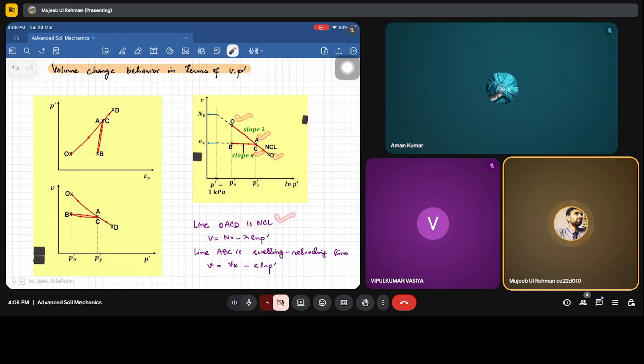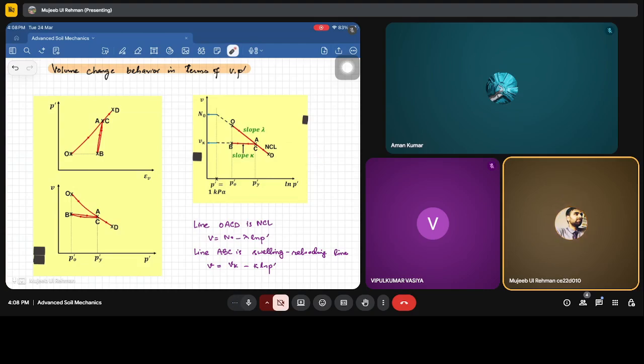So line OACD is the normal consolidation line, given by v equals N naught minus lambda times ln p', correct? Same as the previous one. And line ABC is the swelling reloading line. Swelling reloading line.